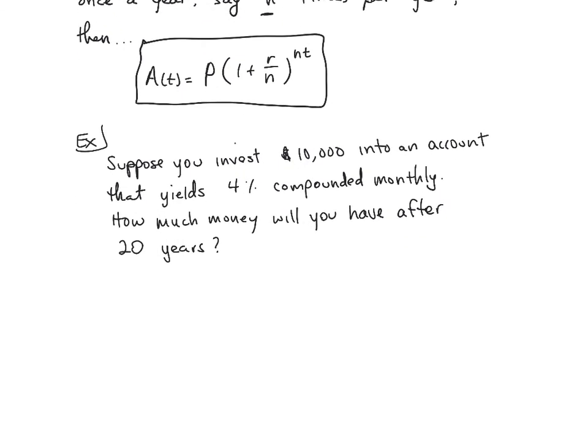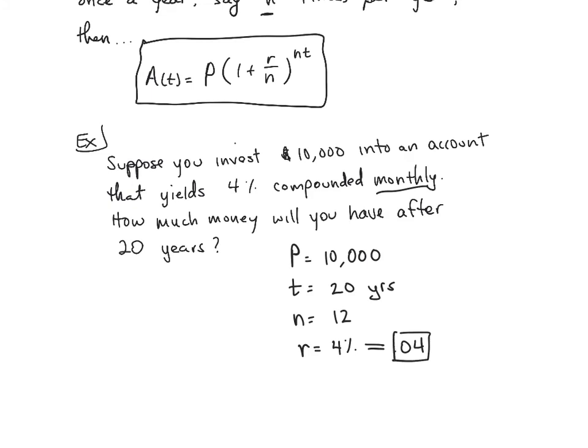So as an example here, suppose we invest $10,000 into an account that yields 4% interest compounded monthly. How much money will you have after 20 years? So the principal investment is $10,000. Time, T, is 20 years. N is compounding monthly. That means it's 12 times a year, so N equals 12. And then the rate is 4%, but remember you have to use a decimal in this formula. You can't use a percent in a formula. You have to use a decimal.